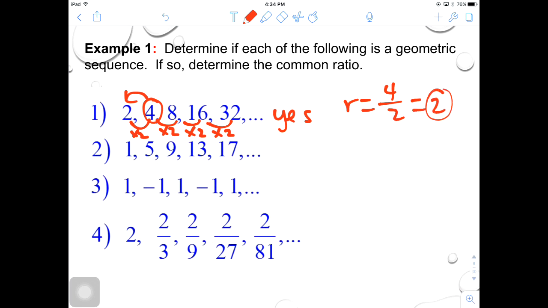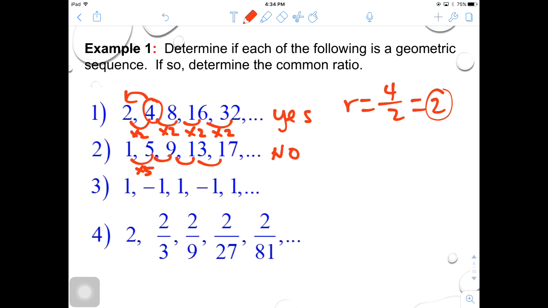Let's take a look at number 2. From 1 to 5, I multiply by 5. Remember, you're always going to try to multiply. Here, from 5 to 9, I don't know what number to multiply by. And it looks like that is inconsistent throughout the whole list. I don't have a pattern. So I'm going to conclude that no, this is not a geometric sequence.